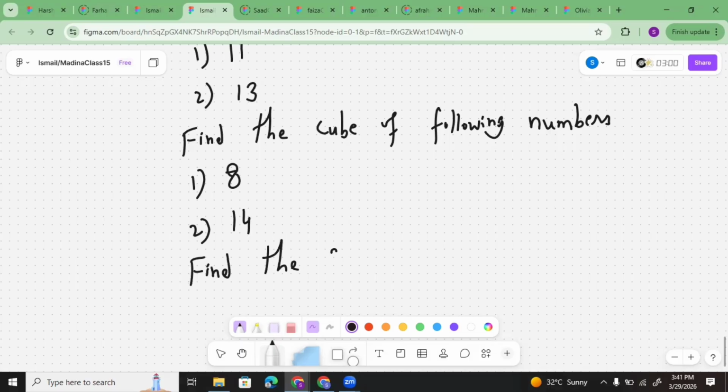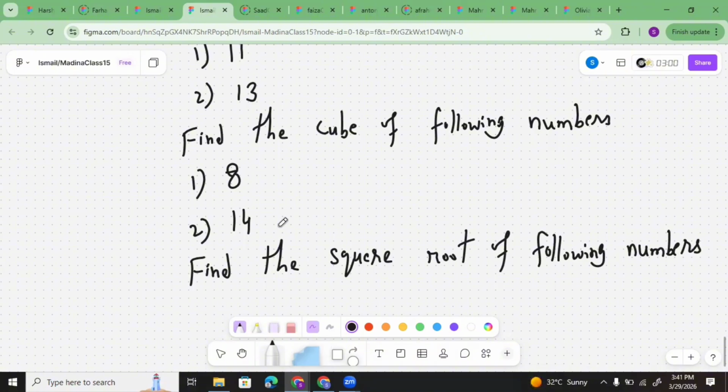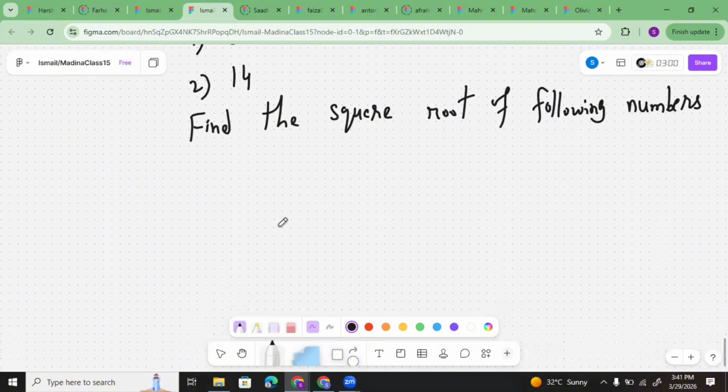Now, find the square root of the following numbers. I will write two numbers here and you need to find them. Square root means you need to use the symbol of square root that I just told you previously. For example, if I told you to find the square root of 289, you can do that as well. No, you will not be able to do that.